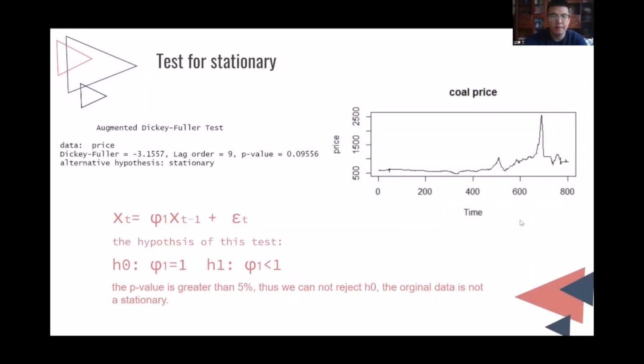In step 1, we use the augmented Dickey-Fuller test. The lag order we select is 9, and this is the drift test model type. The H0 is that phi 1 equals 1, H1 is that phi 1 is less than 1. Because the p-value is greater than 5%, we cannot reject H0, so the original data is not stationary.